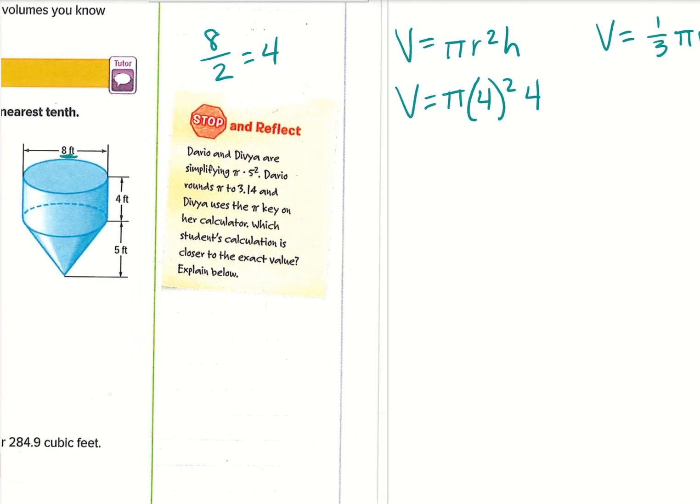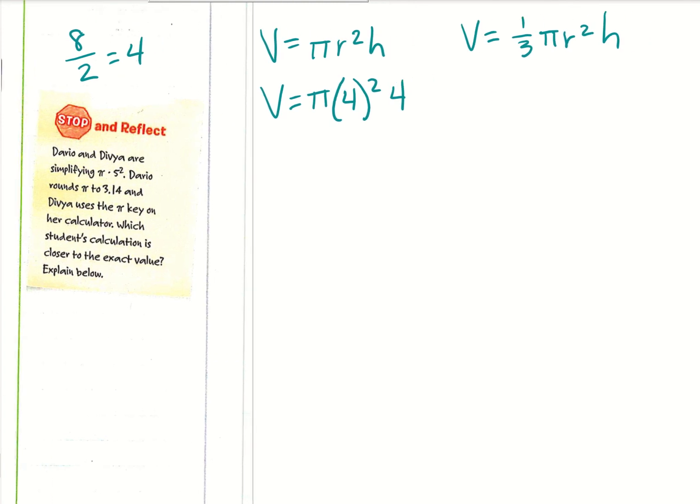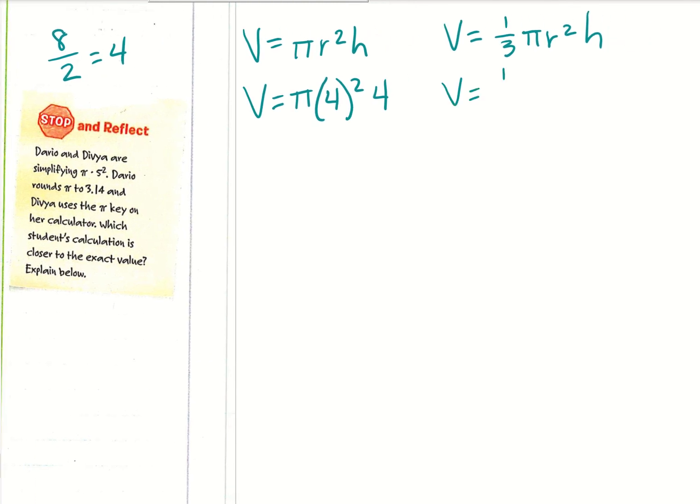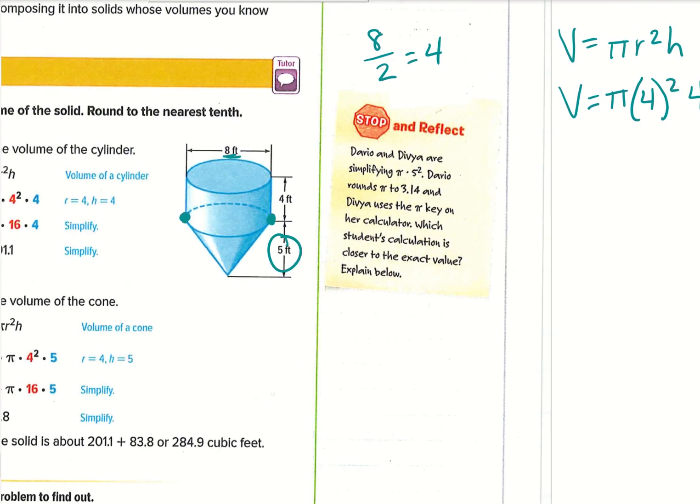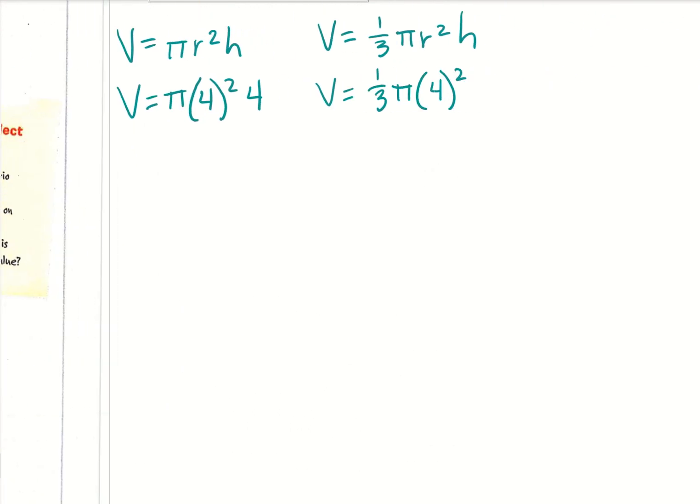Now, the 8 feet here is also going to tell us that from here to here, if you can see those dots, that's also going to be our diameter, 8 feet. All right, so that means, once again, our radius is 4 feet. Okay, so I'm going to plug in 4 here for r. And then our height is right here. That's going to be 5.